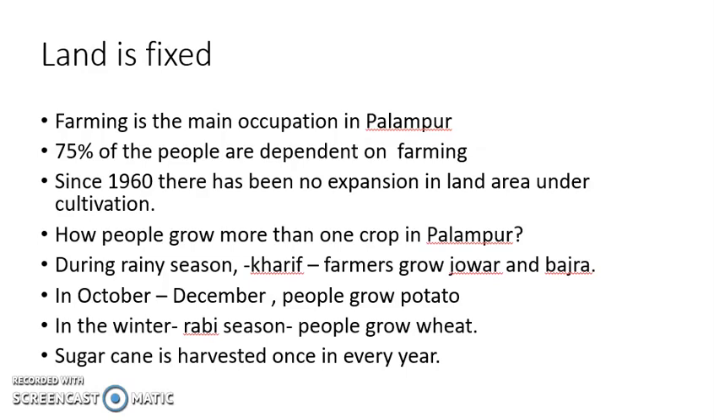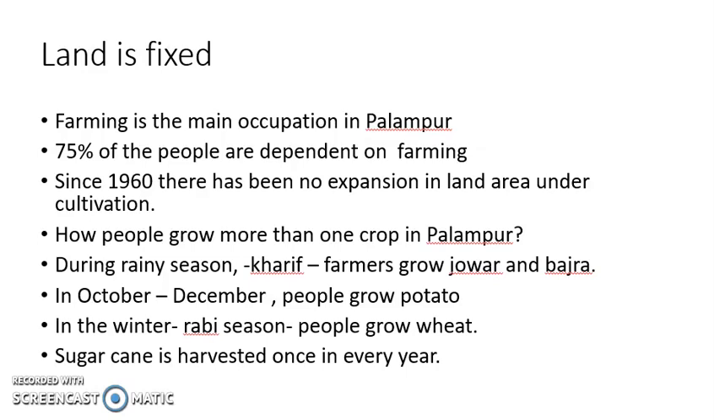About 75% of the people are dependent on farming. And we can see that since 1960, there has been no expansion in land area under cultivation. So, land area has not increased after 1960. Even though land area is not increased, people increase the production through different methods. The first method they used was known as multiple cropping.